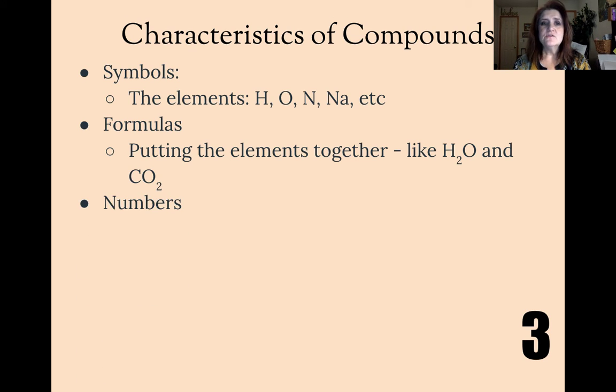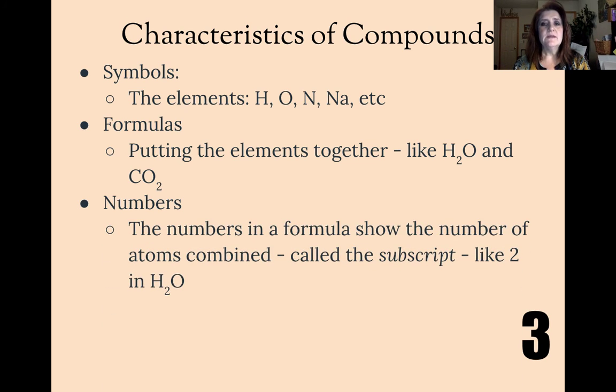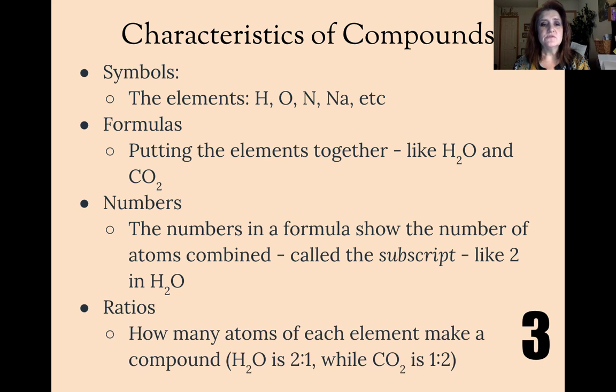Then notice in those formulas you have some numbers now. Those numbers in the formula show the number of atoms that have combined, and they're called the subscripts. So like the 2 in H2O means that you have 2 hydrogen atoms. And finally then we can talk about the ratios. How many atoms of each element make up a compound? So the ratios in H2O is 2 to 1, while in CO2 is 1 to 2.